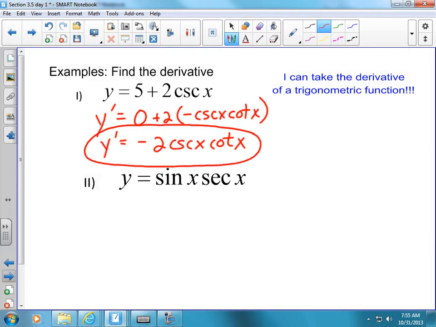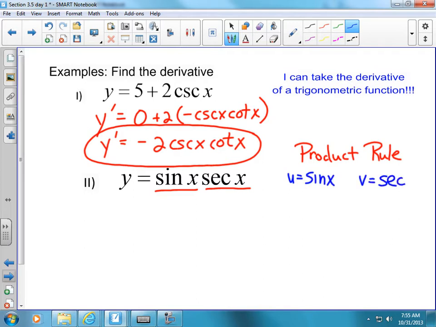The second example. Oh, this looks like a product rule. A u times a v, because we have a function times a function. So take out your product rule equation and set one of the functions equal to u and the other function v. So we have the derivative of sine is cosine. The derivative of secant of x is equal to secant tangent.